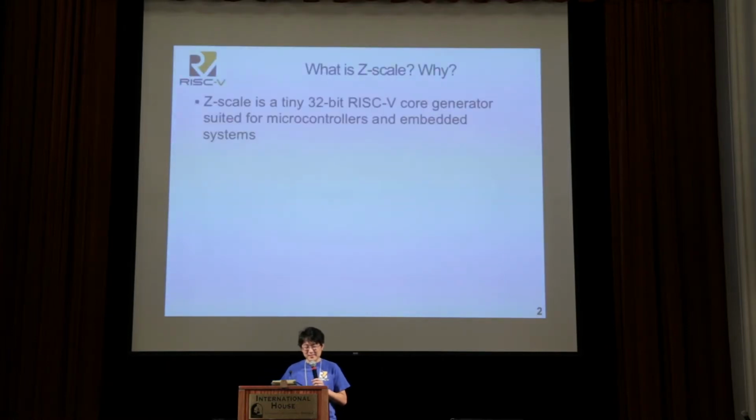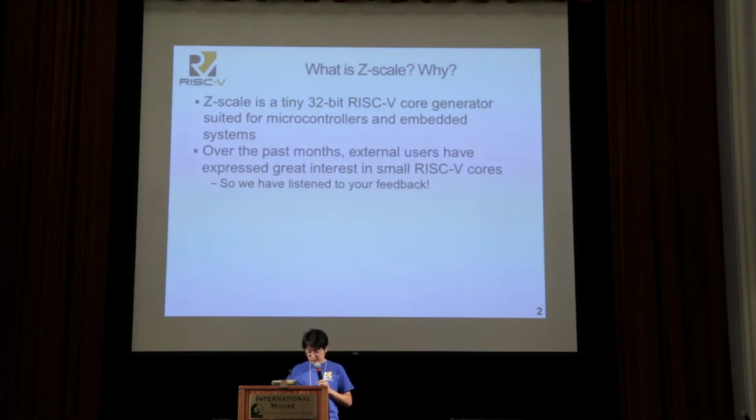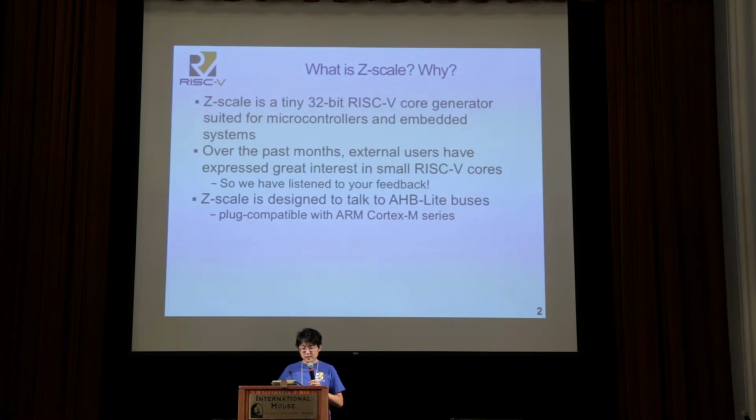So what is Zscale? It is a tiny 32-bit RISC-V core generator suited for microcontrollers and embedded systems. Over the past months, we've been talking to you guys, and unanimously, you told me that you want to use the smallest RISC-V cores. So we actually listened to your feedback, and we built one. We designed Zscale to talk AHB-Lite buses rather than our proprietary buses.